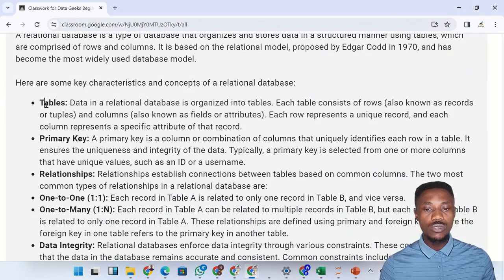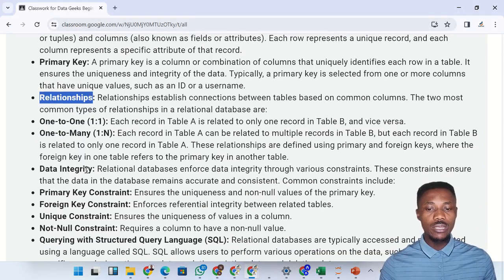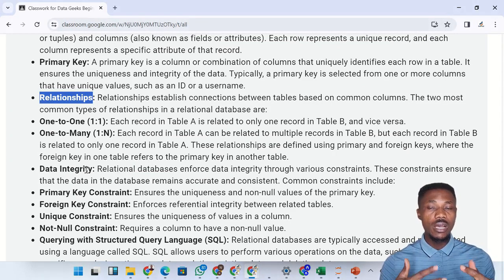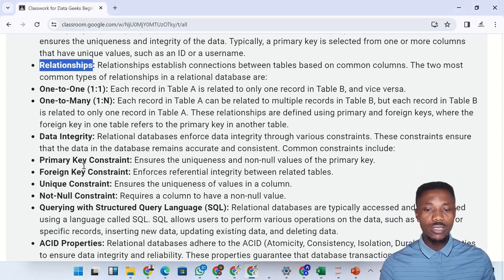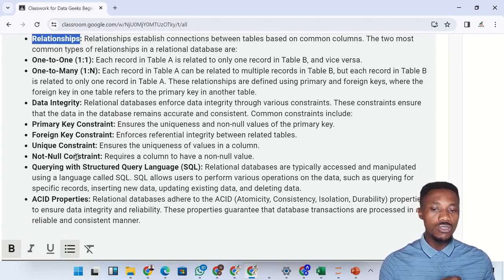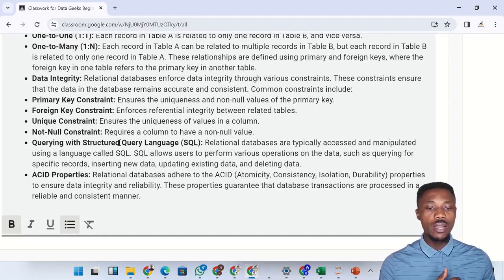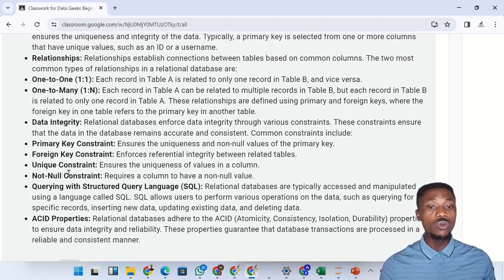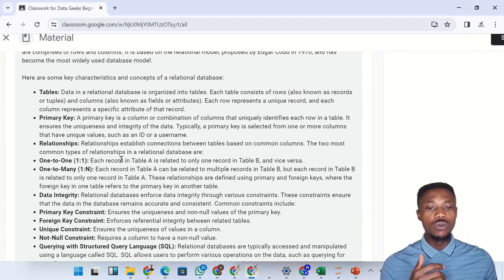Things like tables, primary keys, and relationships: one-to-one, one-to-many. These are types of relationships. We have one-to-one, one-to-many, and also many-to-many relationships, which we don't pay so much attention to. We try as much as we can not to create many-to-many relationships between two tables. You also hear things like data integrity, primary key constraints, foreign key constraints, unique constraints, not null constraints, querying with Structured Query Language, and ACID properties. These are key concepts you hear again and again when learning SQL.